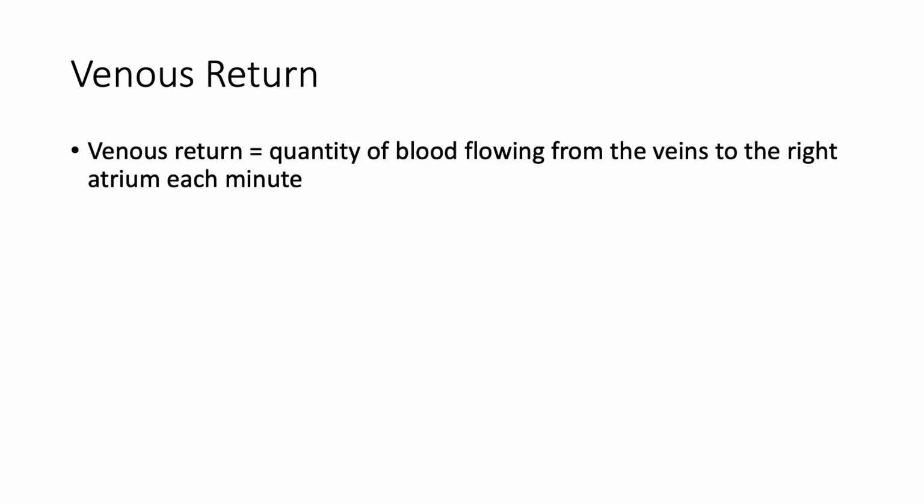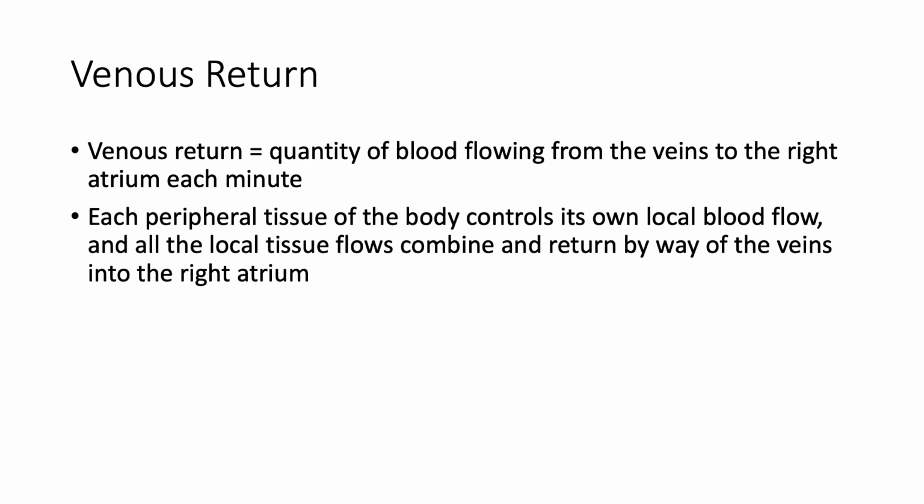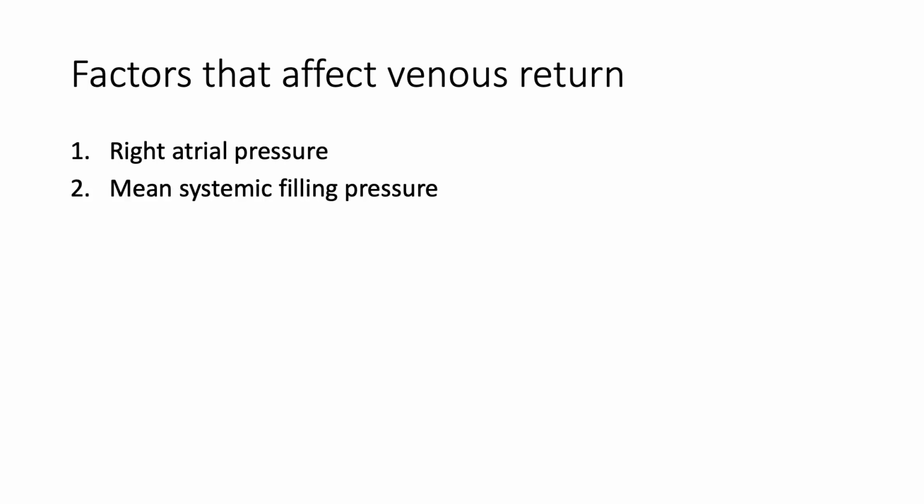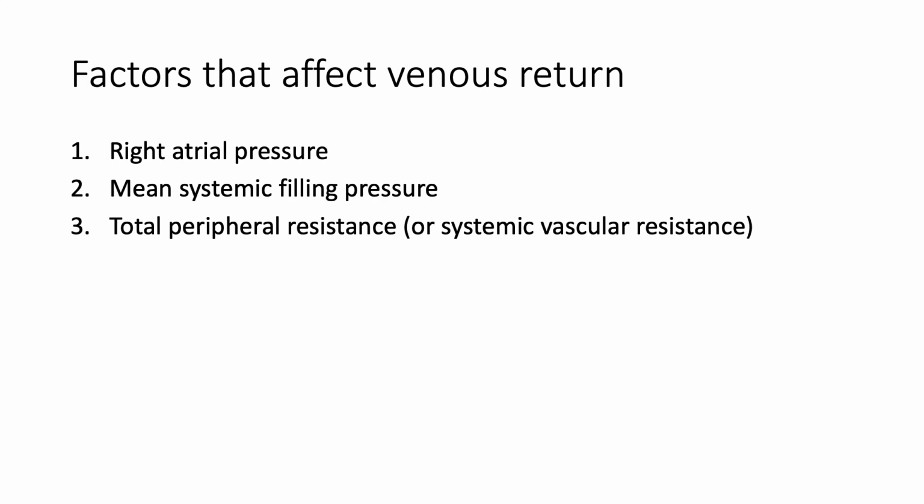All right, now let's talk about venous return. So this is the quantity of blood that flows from the veins to the right atrium each minute. And each peripheral tissue of the body controls its own local blood flow, and all that local tissue flow combines and returns by way of the veins into the right atrium. So there are three main things that affect venous return: right atrial pressure, mean systemic filling pressure, and your total peripheral resistance, which is also referred to as systemic vascular resistance.